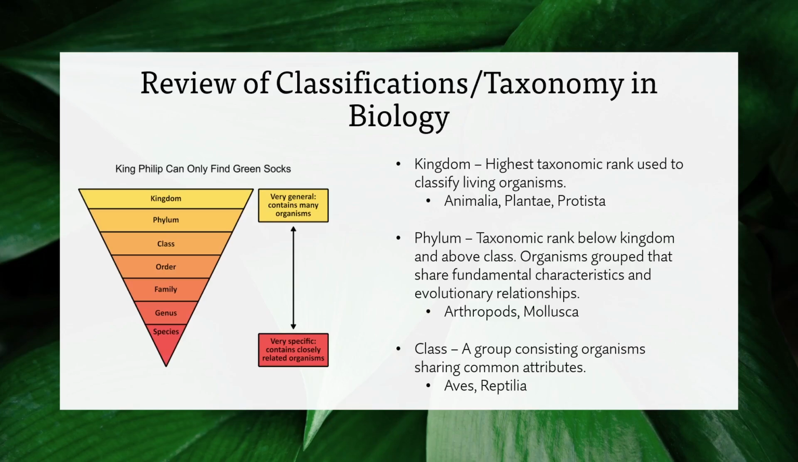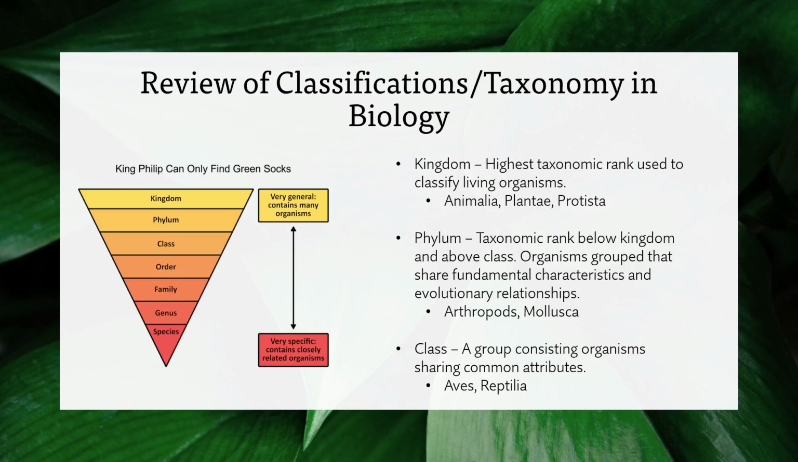All right, so to review some classifications, or if some of you don't already know, let's talk about some new stuff. Review the classifications of taxonomy in biology. So you see this nice diagram over on the left side. We'll talk about that here on the next slide, but it'll show your organization. And we're going to start at the very, very top. So very general, very broad, contains a lot of different organisms. But as you go down, it gets very specific. So let's start at the top with kingdom.